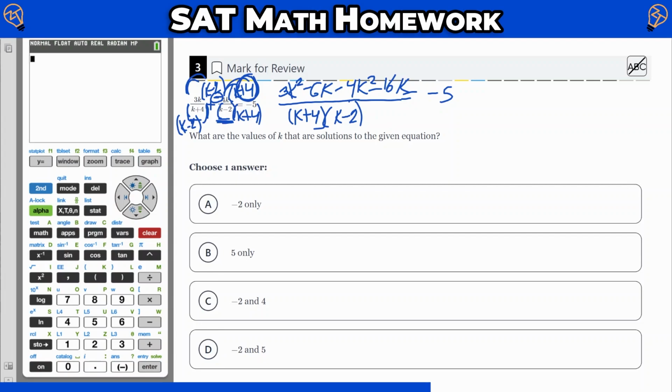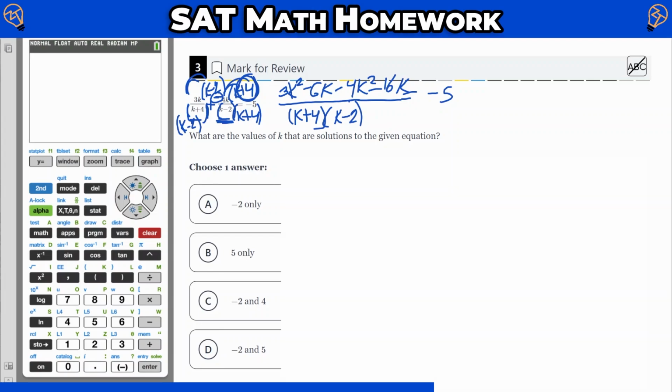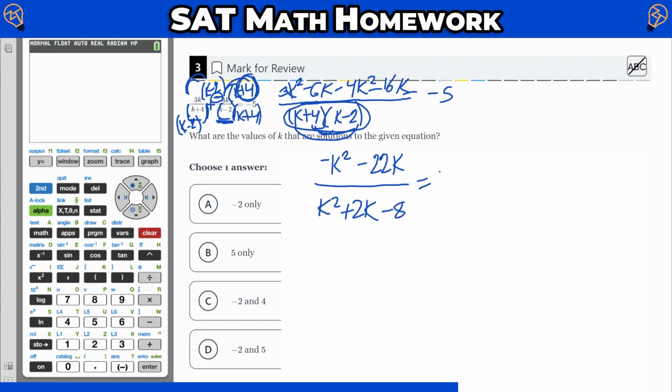So let's go ahead and combine like terms in the numerator. And when we do so, we get -k squared minus 22k over, and let's go ahead and actually FOIL this out. So distributing, we get k squared minus 2k plus 4k, so really plus 2k, and then minus 8. All equal to -5. Now, whenever you have a fraction on one side, I like to make the other one a fraction by putting it over 1. We'll go ahead and cross multiply, and distributing that -5 makes it -5k squared minus 10k plus 40.